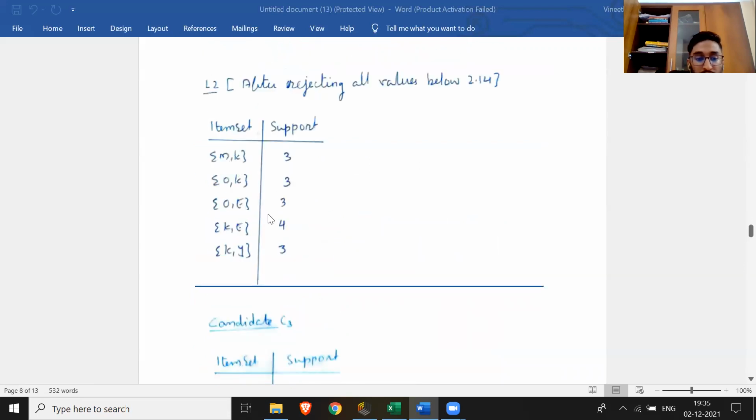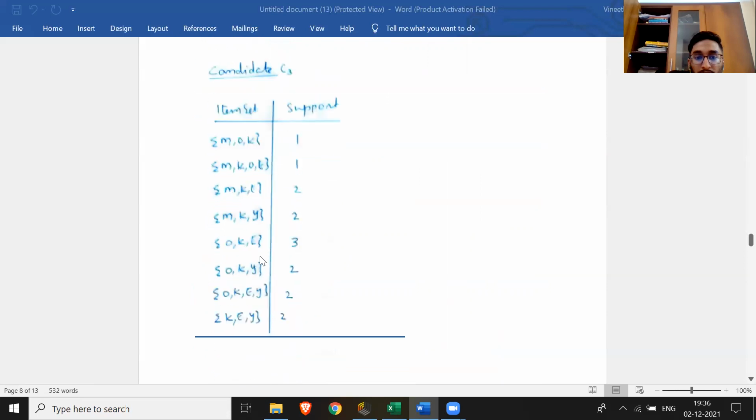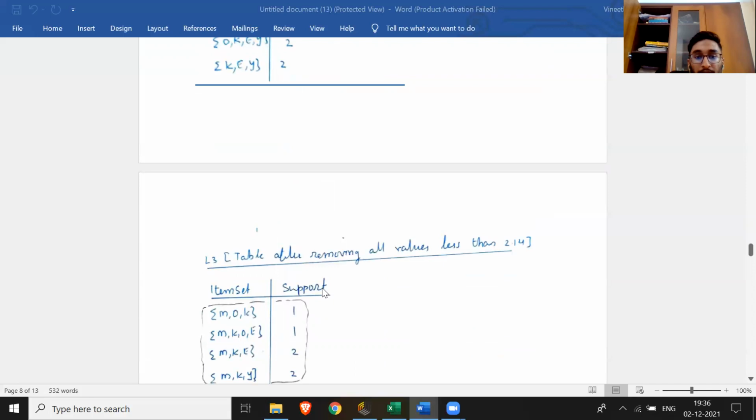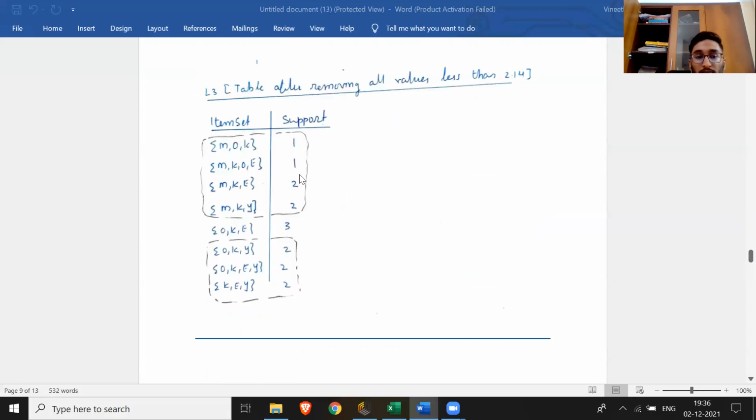After this, the next step is to take 3 values at a time. So we take M, O, and K in the candidate 3 table, and we continue with 4 values as well. We repeat the same process again with these values, and we find the support values, which are found to be 1, 2, and so on. We reject all the values lesser than 2.14, and we see that all these item sets do not make the cut, so they are thrown out, and we get only 1 transaction which is of our interest.